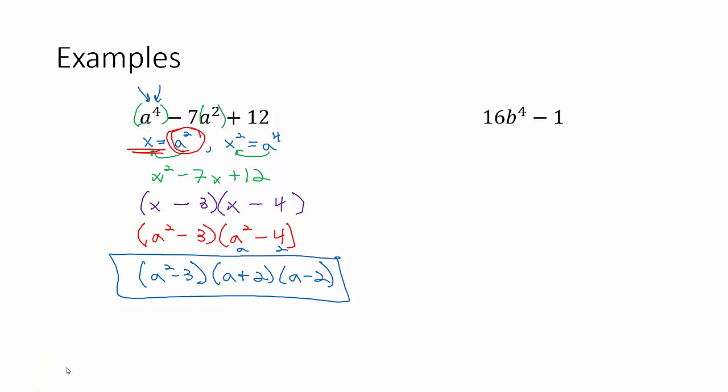Let's take a look at another example where we do this little substitution trick. 16 b to the fourth minus 1. We don't like dealing with b to the fourth, so we make x equal to half of that exponent, b squared. That way, when we double both exponents, x squared is equal to b to the fourth. We're ready to make a substitution. The b to the fourth is replaced with x squared, and we have 16x squared minus 1.